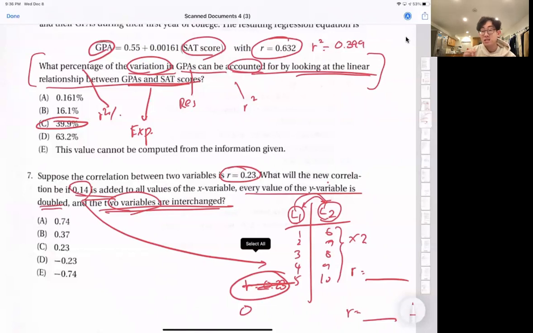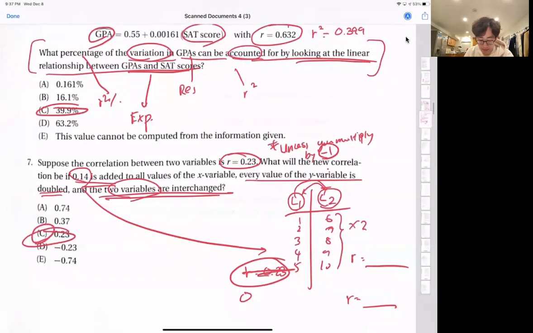So your R value doesn't get impacted unless you multiply all the values by something like -1. So every value now becomes from positive to negative, then your correlation will actually change into a negative correlation. That's how you can actually physically change the correlation coefficient. Otherwise, it's one of the strongest resistant things that you will see in statistics. So it's just pretty much the same, 0.23. So that would be C.